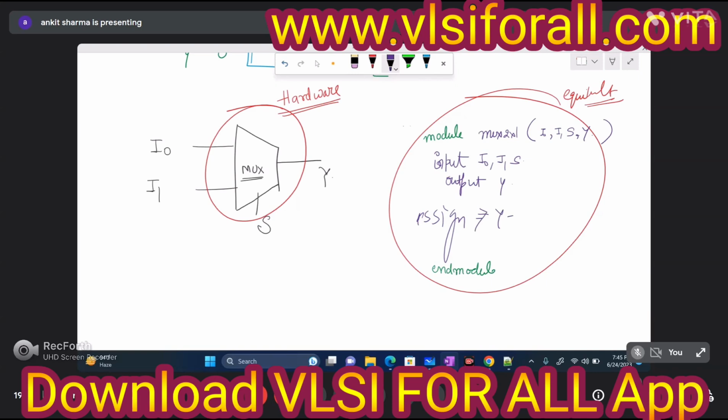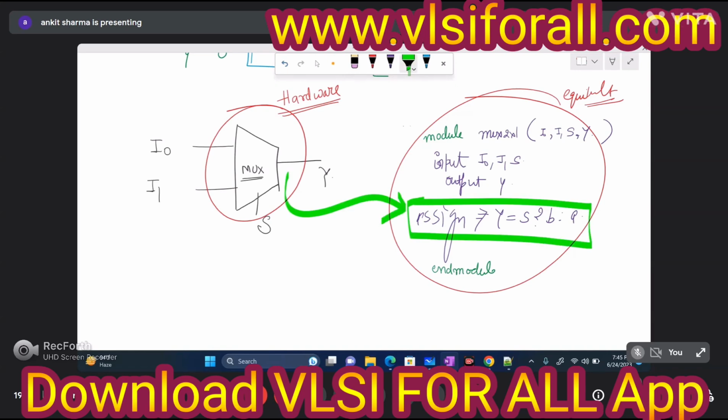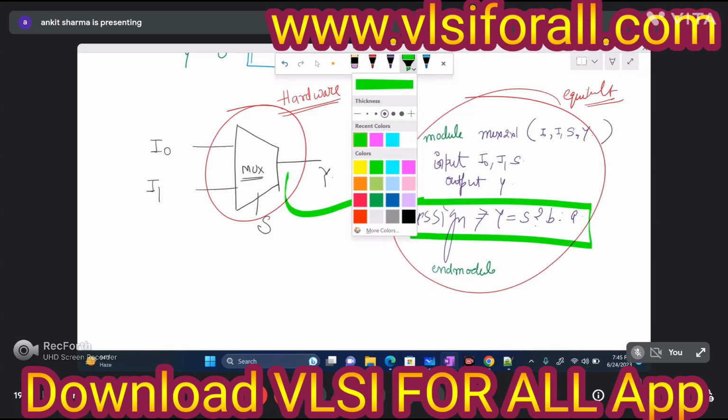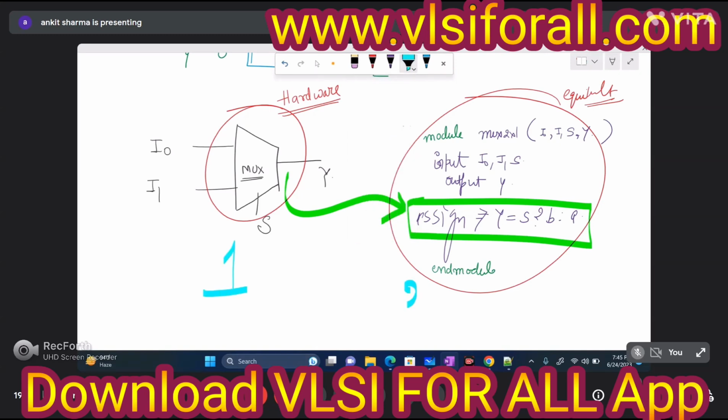And you can assign Y equals to S colon B colon A. So what is this line? This line is nothing but a description of this hardware in the form of a program. That means whatever I am writing in box number 1 and box number 2, both are equivalent. Whatever I am defining in this hardware, I describe in the form of a programming language.